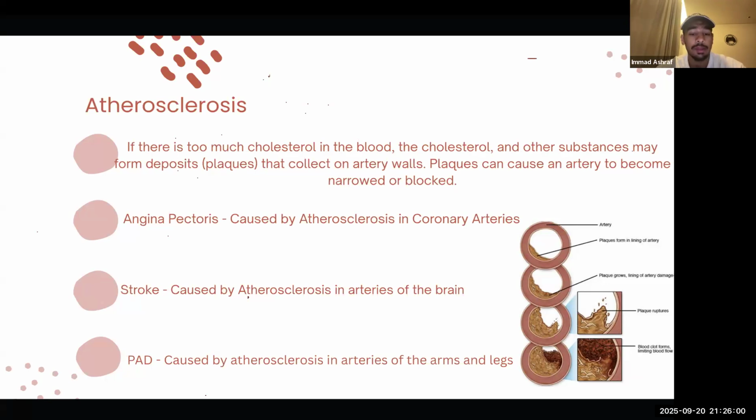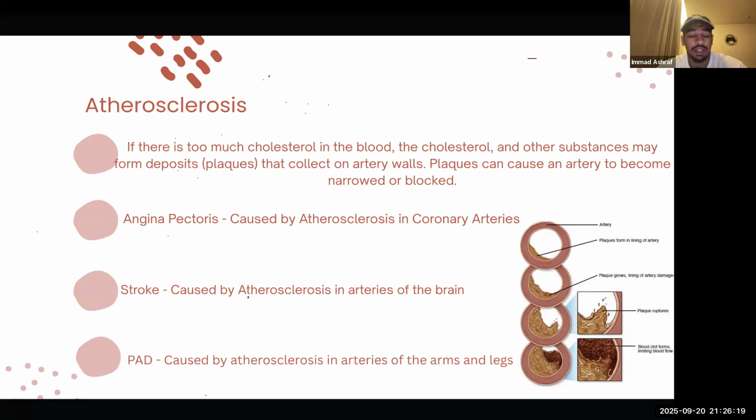A stroke is caused by atherosclerosis in the arteries of the brain. So your brain, just like every other organ, needs blood. But if you have atherosclerosis in the brain, you have decreased blood. And eventually, when this atherosclerosis, the plaque, is large enough to completely block the artery, that part of your brain is going to die. And that's called a stroke.